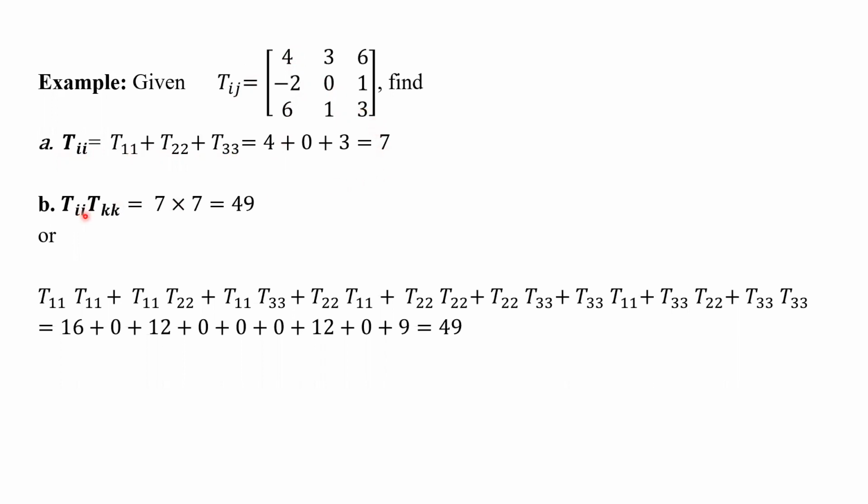And then here we have T ii T kk. So we have one dummy index and another dummy index here. We already found T ii is 7, and T kk is the same thing. Again, if it's dummy, we can change the symbol. So that would be 49. If you want, you can write it out. If you are in doubt whether you can do that or not, you can simply write it out to see whether you get the same answer. That would be 49, the same answer.